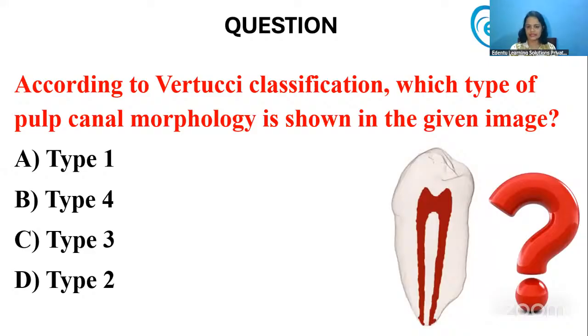And yes, I think other than this, an image was given, or like an IOPA image was given, I don't actually remember, but yes, this was the question. According to the classification, which pulp canal morphology is shown here? Is it type 1, 4, 3, or 2? Yes, Pooja, you are right.